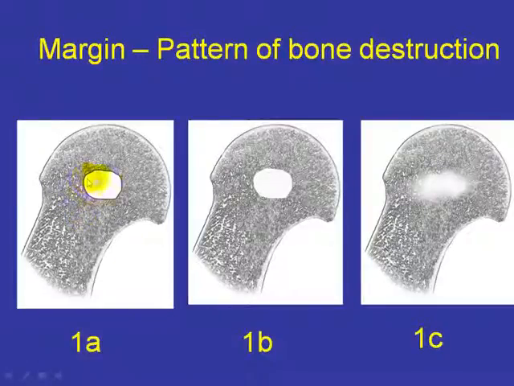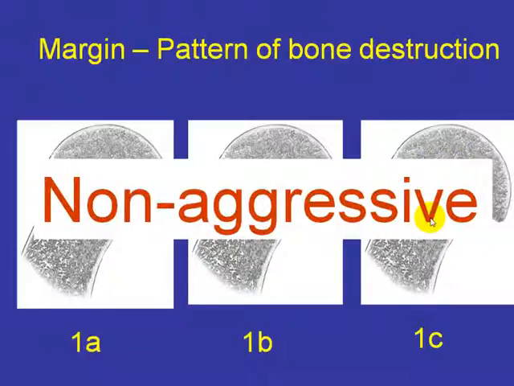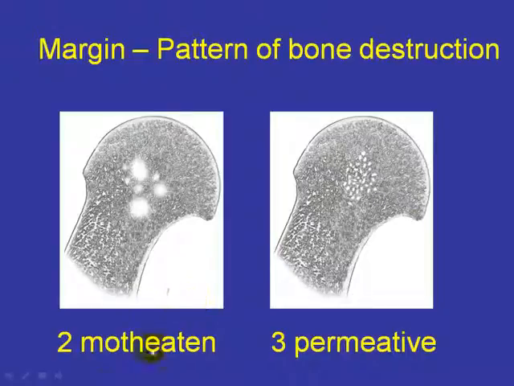So in this case, you have a type 1A where you have a lesion with a sclerotic border, a type 1B where you have a well-defined border but a non-sclerotic border. Here you have sort of this heterogeneous border. These are non-aggressive lesions. Whereas if it's moth-eaten, you have areas where there are sublucencies all throughout the bone within the lesion.